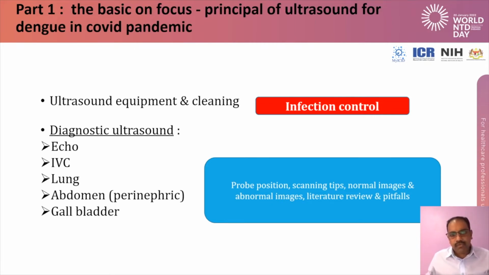Then later on we will move on into diagnostic ultrasound, and when we talk about ultrasound in dengue, there are various types of scan that include echo, IVC, lung, abdomen, especially looking at the perinephric collection and gallbladder. And if you see, there are huge topics here encountering ultrasound in dengue. So I won't be able to cover all of this in detail, but I'll try to pick up those that are very important scans, especially focusing on dengue cases.